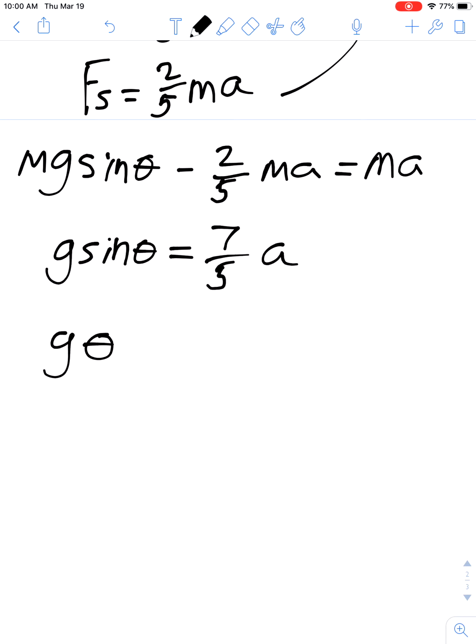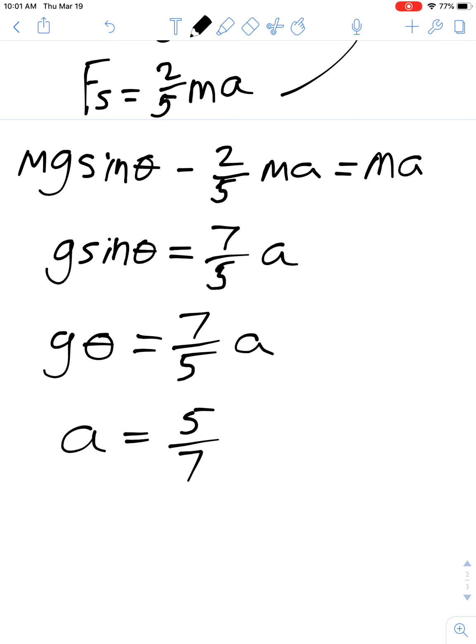Okay, so we're going to go ahead and make this approximation then. We're just going to say, you know what? The sine of theta is approximately equal to theta, so I don't have to write the acceleration as g sine theta equals 7/5 a. I can just write g theta equals 7/5 a, okay? And at this point, I can go ahead and solve for a, and I get 5 over 7, and then g is in the numerator, and theta is right here.